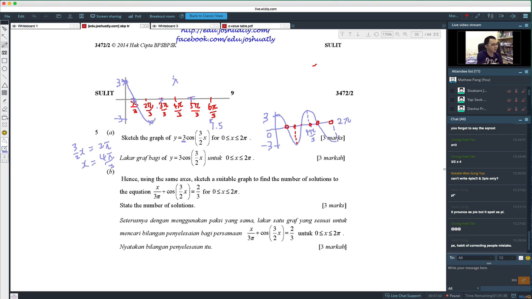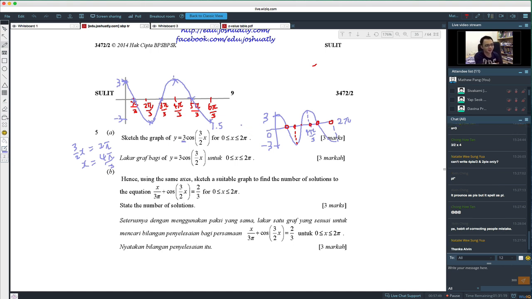So I have 1 cycle. Wait, a cycle doesn't look nice. So it will be 1 cycle and another half cycle. So this is what we call 1.5 cycles within 2 pi. If you have any question, you can ask me about this one. This is how we sketch this one. So I'm going to move on to the next one.